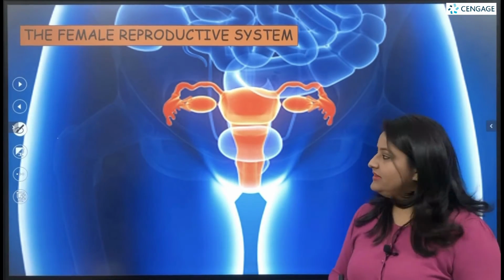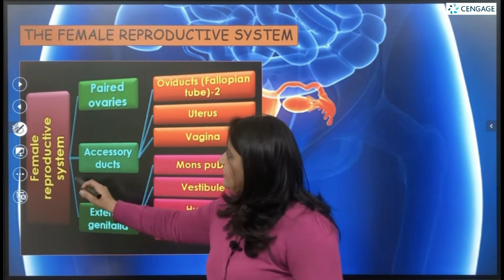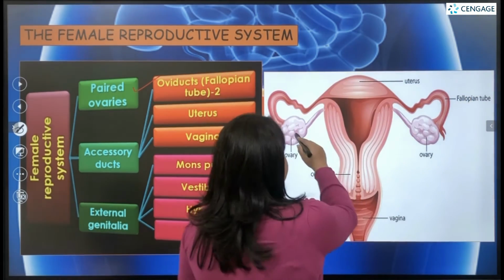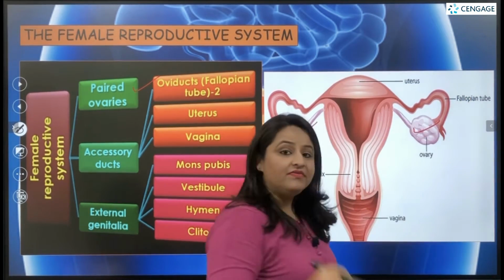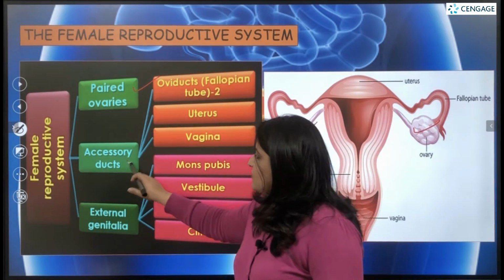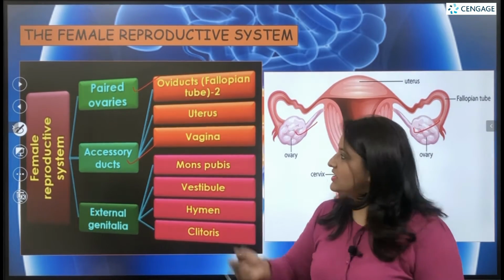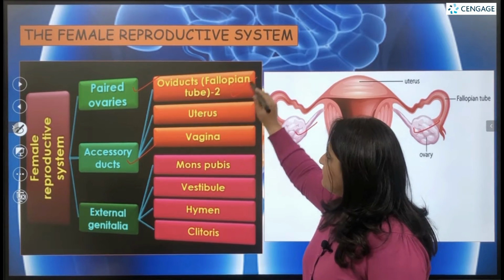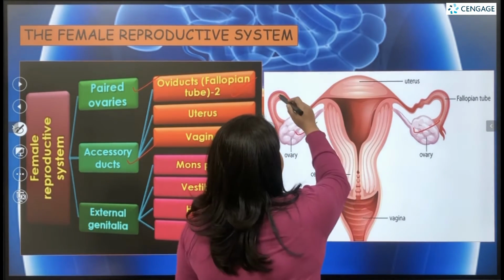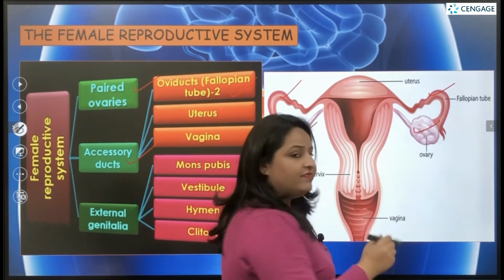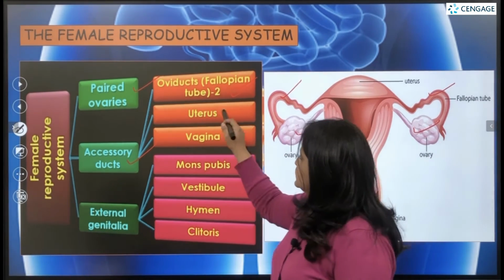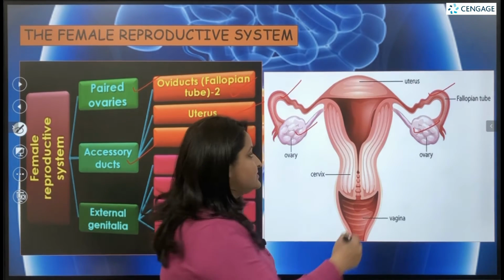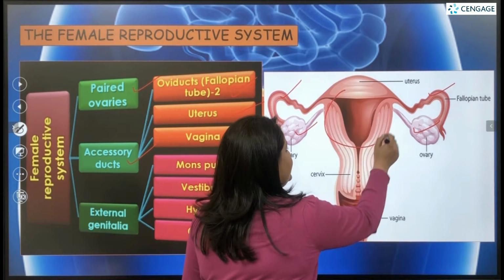Now let's see these parts again. The female reproductive system has paired ovaries. These are the paired ovaries. Then the female reproductive system also has accessory ducts, and the accessory ducts are the fallopian tubes, two fallopian tubes. We can see over here these two fallopian tubes. Then the uterus. The uterus also forms part of the accessory ducts. So here is the uterus, this whole area.